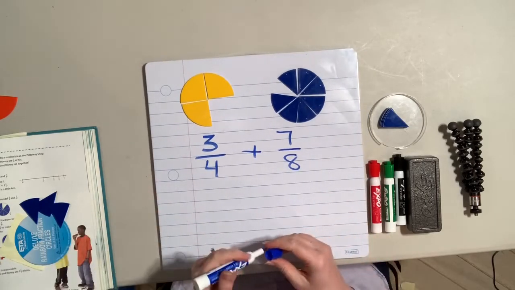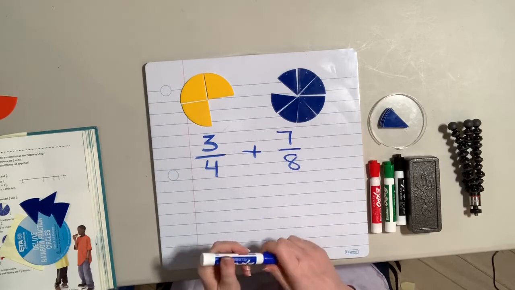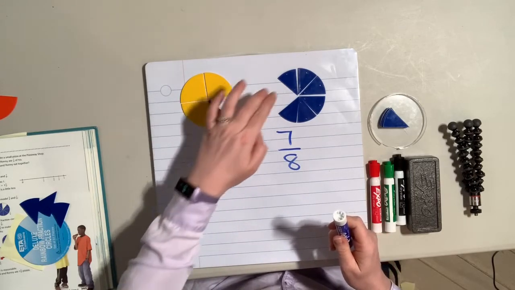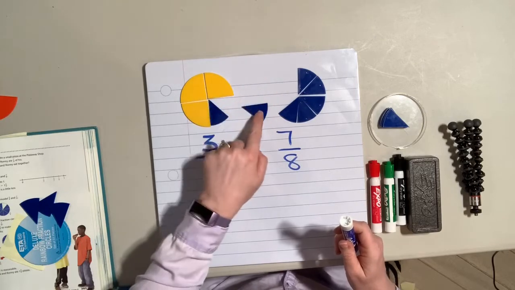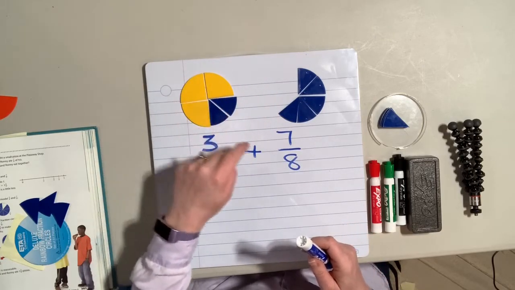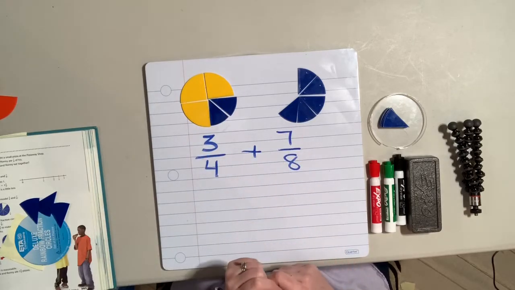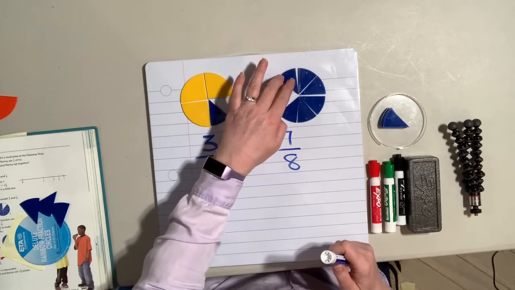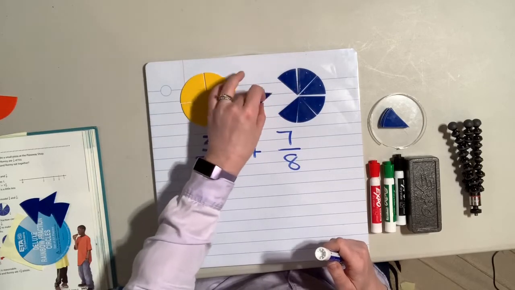In this case, because we're using fraction circles, we could just check it by moving these over here, filling in that one, and we would see that it was 1 whole one and 5/8 left over. But usually we are not using fraction circles, so let's see what we have to do.